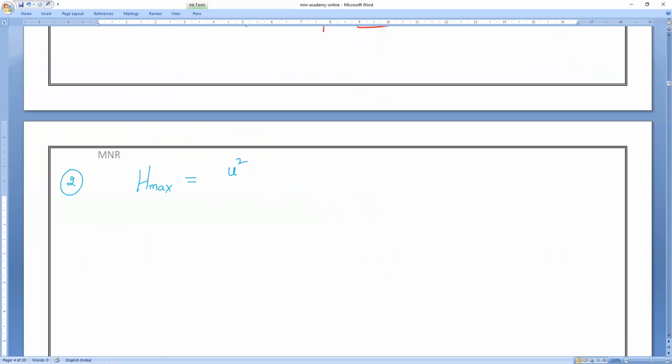The formula is u square sin square alpha divided by 2g cos theta. So what is the value? 10 root 2 whole square, next sin 45 whole square, divided by 2 into 10 into cos 37.